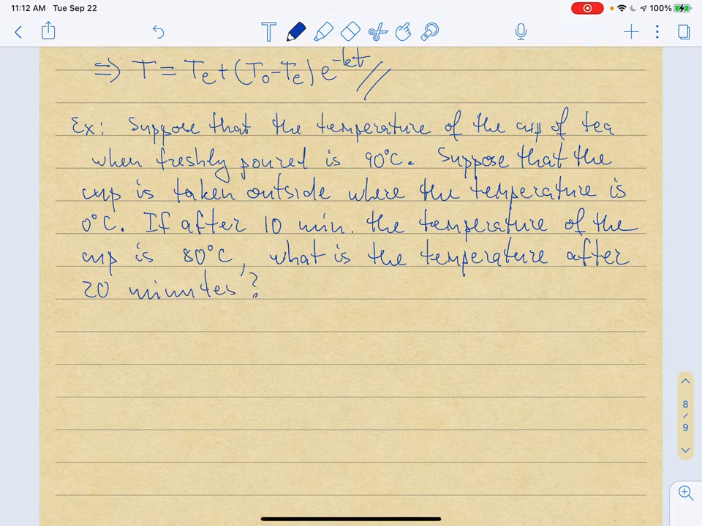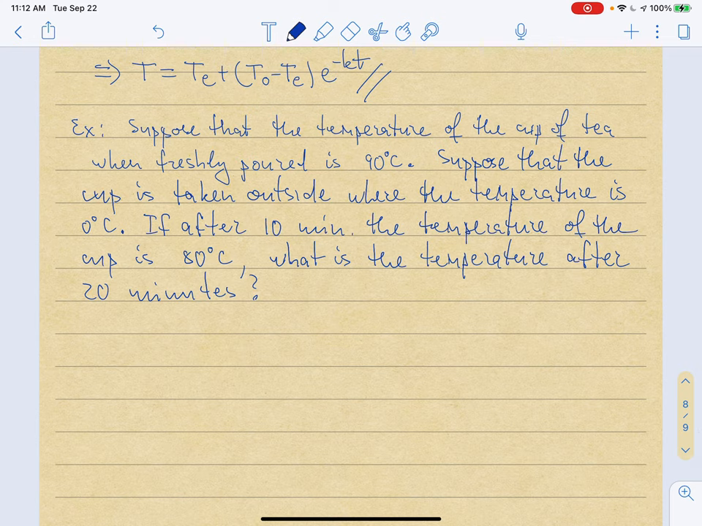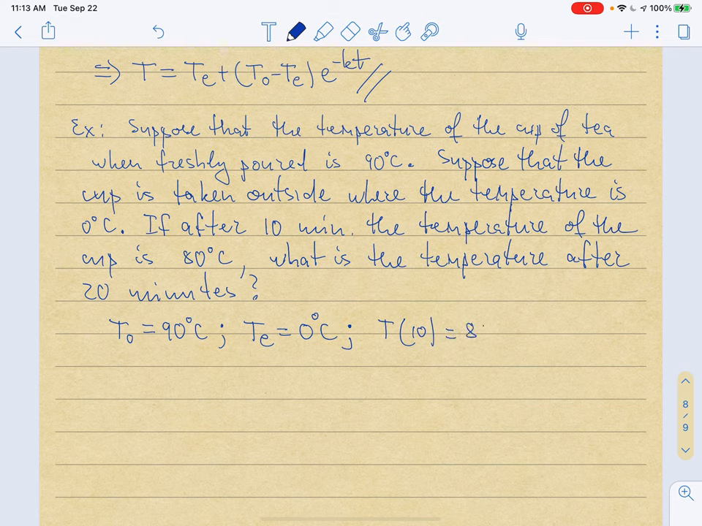Okay, let's try to answer this question. So what do we know in this case? We know that the initial temperature T0 is equal to 90 degrees Celsius. The cup is taken outside where the temperature of the environment is 0 degrees Celsius. The time is measured in minutes, so I know that the temperature after 10 minutes is supposed to be 80 degrees. And the question is, do I know enough in order to figure out the temperature of the cup at any moment of time?